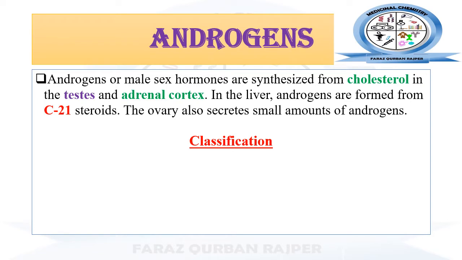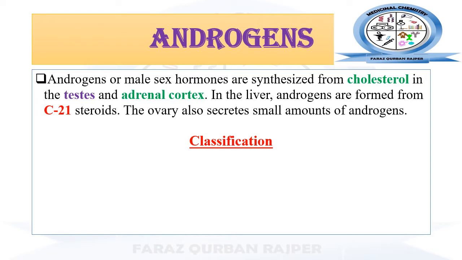Like other steroid hormones, they are synthesized from the basic precursor, that is cholesterol, which you know is the basic precursor for all steroid hormones. That is the C27 carbon nucleus present in the cholesterol structure, which will undergo a series of different reaction pathways to be converted into the different types of steroid hormones.